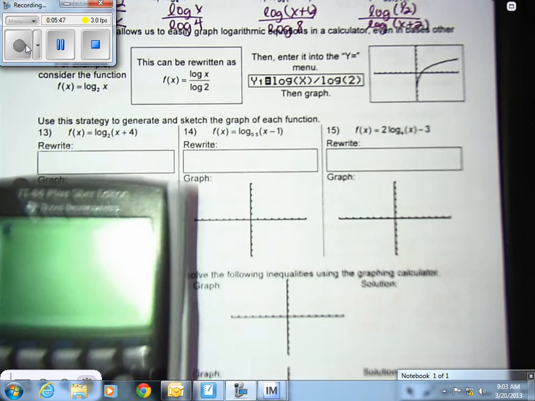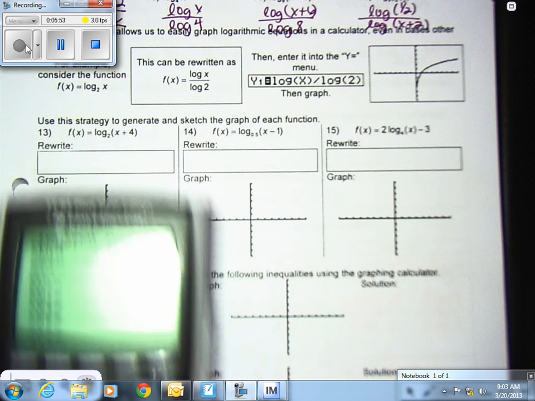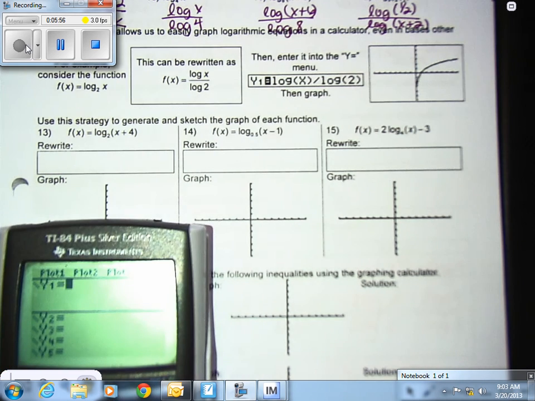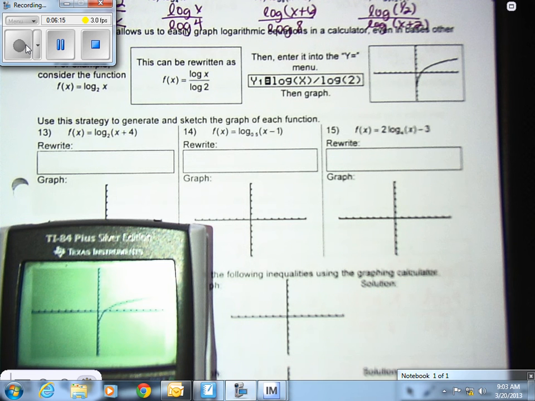So go to your y equals on your calculator, and you're going to type that in. Log x, close the parentheses after the x, divided by log of 2. Close the parentheses after the 2. And then press graph. And you should get a graph that looks something like that one there.